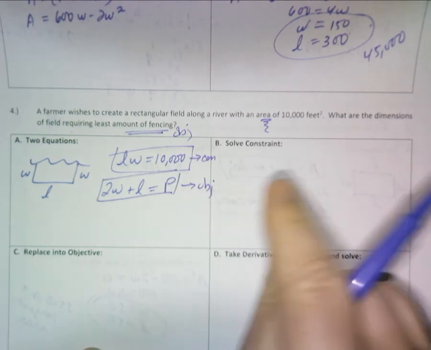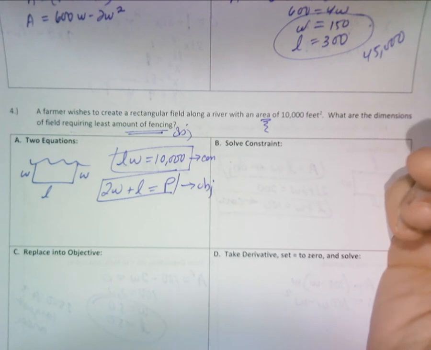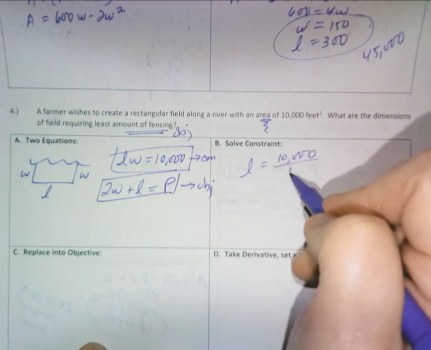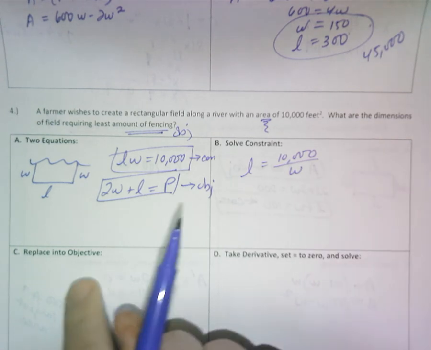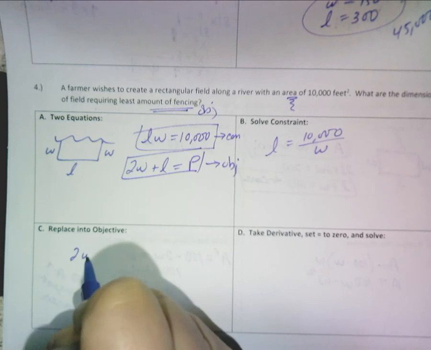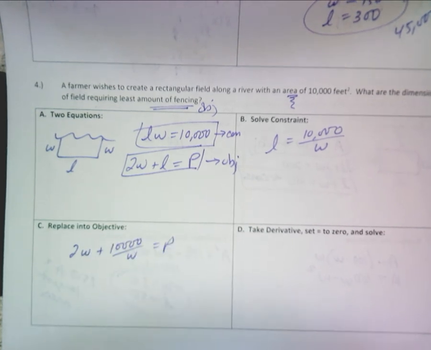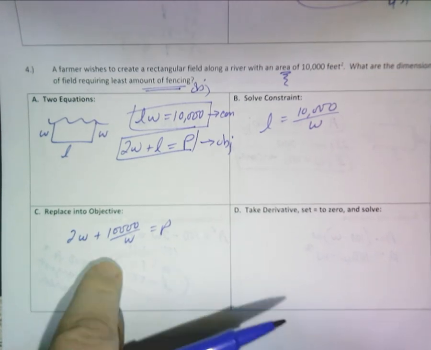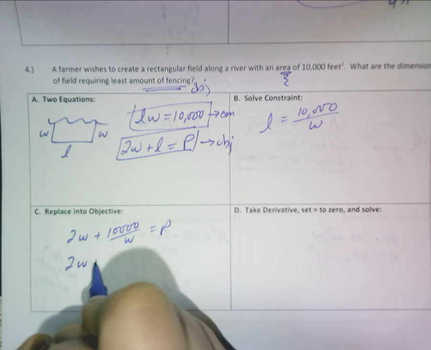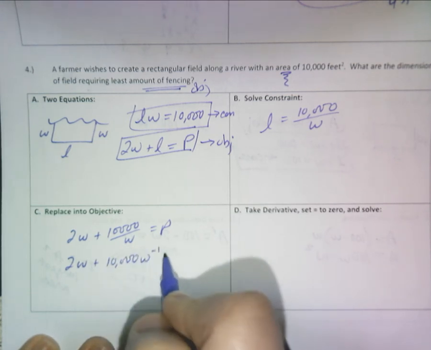All right, so now take the constraint that we just found and solve for whatever letter you want. What do you want to solve for? L, I guess. 10,000 over W. Part C, take that and place it in here. So 2W plus 10,000 over W equals P. Now listen, remember you're taking a derivative of this. So let's rewrite that as 10,000 W to the what? Okay.